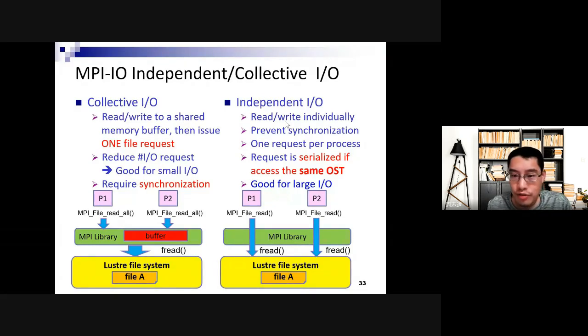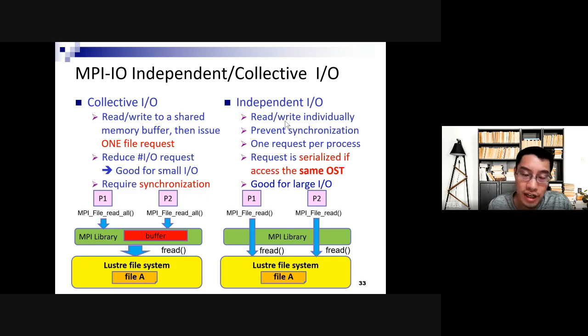Which I/O will give you better performance all depends on the I/O pattern. In general, if the size of individual I/O requests is large enough, then you will prefer to use independent I/O. But if your I/O size is very small and you have many processes that need to read data from the file, then it might be better to use collective I/O.